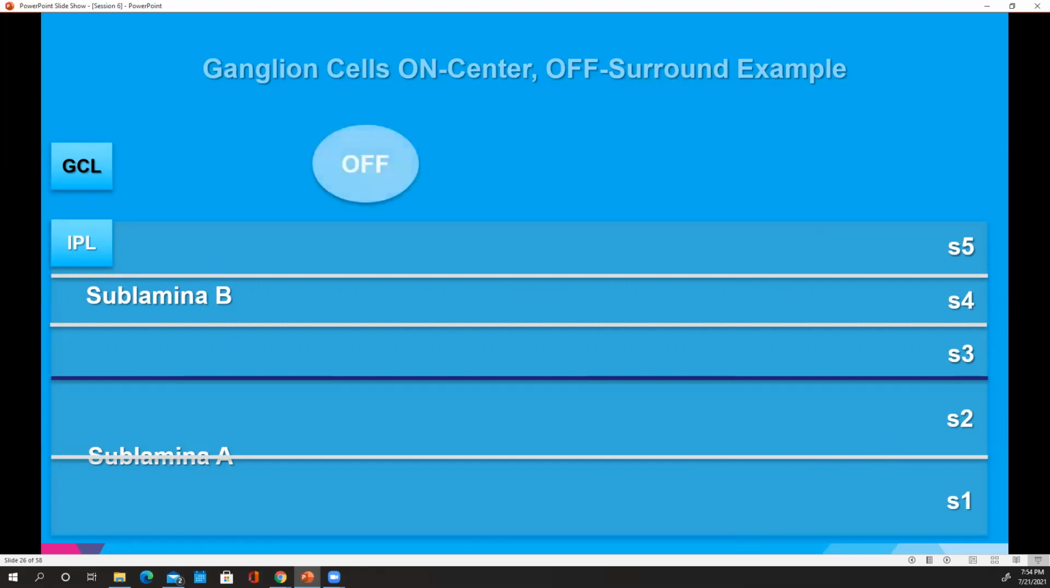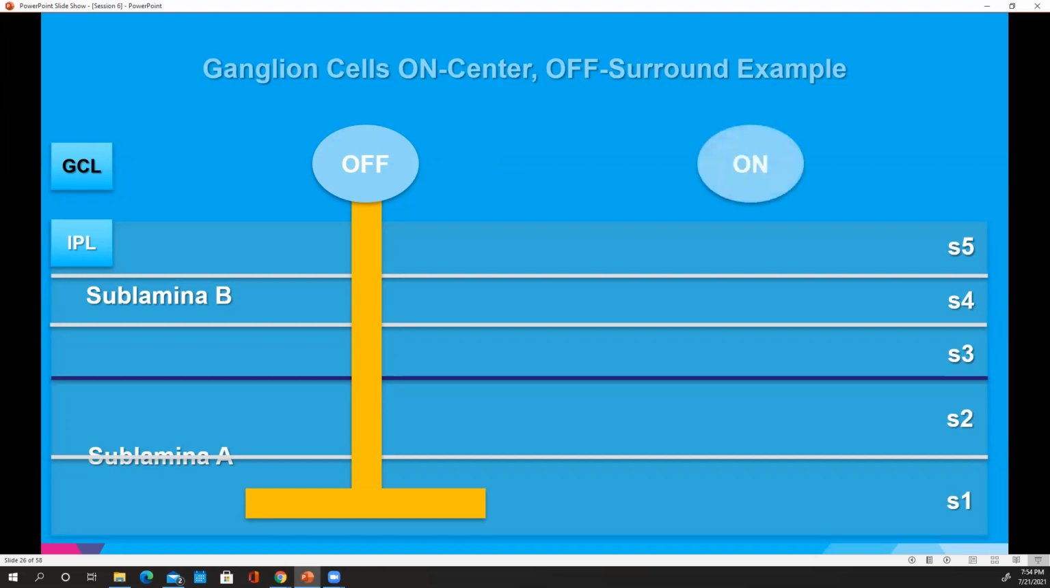So if we show this, here's an off, right? And that's where it would theoretically have its dendritic process, because that's where it's getting its information from, usually the bipolar cell. And if it's an off, it needs to hold the hand of an off bipolar cell. So it makes sense that it would sit in sublamina A somewhere, and on cells in sublamina B. I'm throwing S4 for this on and S1 for this off.